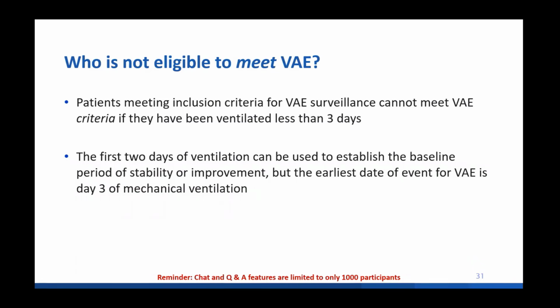So there is a difference in who is eligible for surveillance and who is eligible to meet VAE criteria. Patients that meet inclusion criteria for VAE surveillance cannot meet VAE definition if they have been ventilated less than 3 days. The first 2 days of ventilation may be used to establish the baseline period of stability or improvement, but the earliest date of event for VAE is day 3 of mechanical ventilation. And I'll go into more detail regarding the date of event and baseline period of stability or improvement in the coming slides.